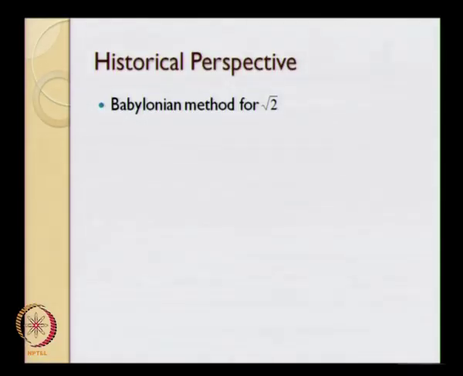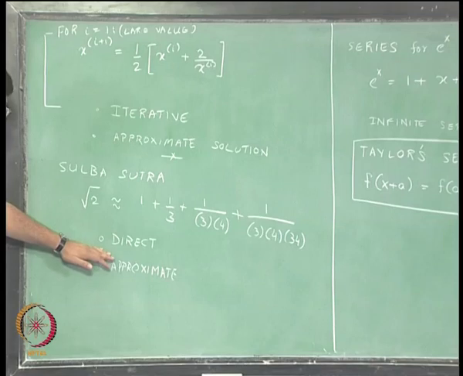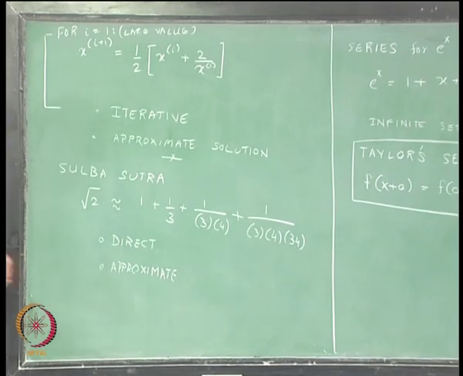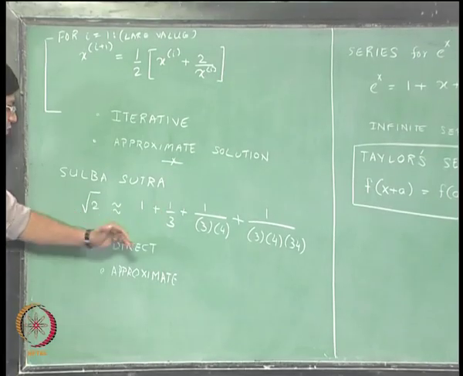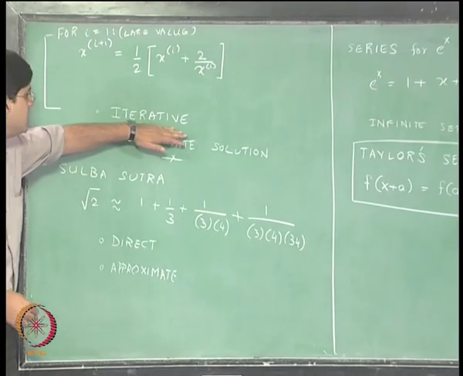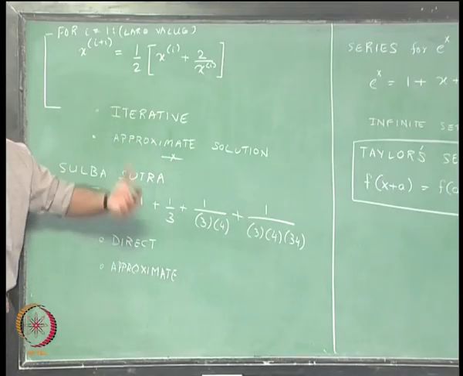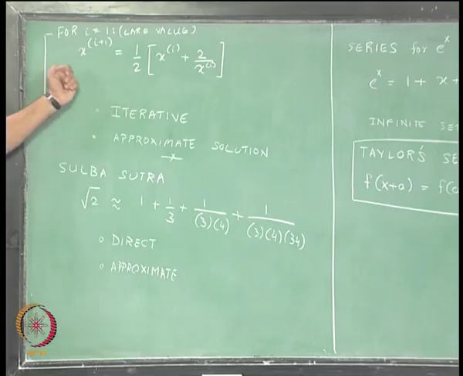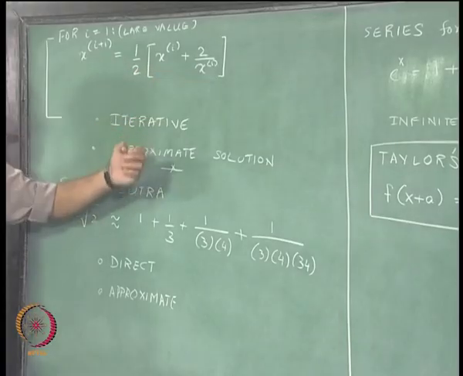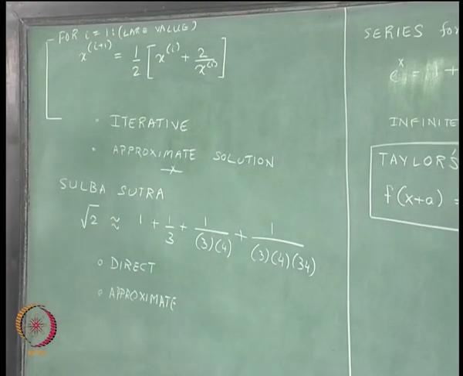So again, with respect to historical perspective, just to summarize what we get from the history about square root of 2: the numerical methods are going to give us an approximate solution to the real problem. And second, they are going to be either iterative methods or direct methods. Direct methods means that at a certain point we are going to stop with the solution and we will get perhaps the true solution or an approximate solution. Iterative method means we are going to repeat that particular procedure over and over again. In this particular case, the procedure was very simple, very straightforward: just take an average of x and 2 divided by x. That is how this particular method worked.